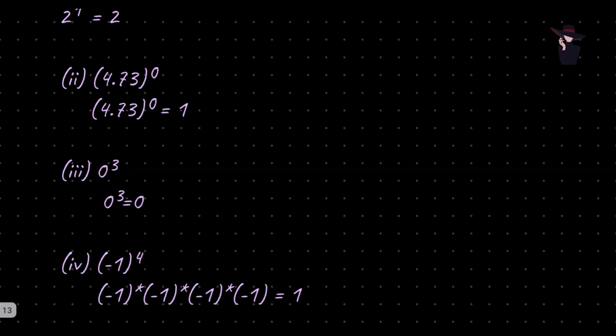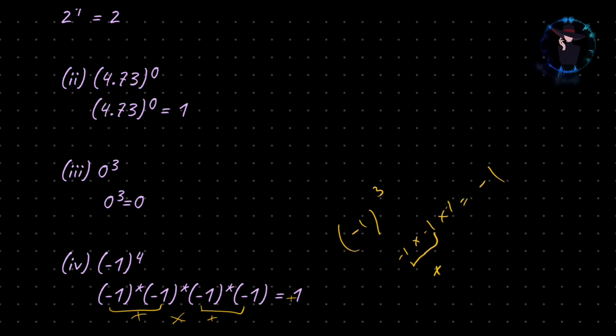(-1)^4 is 1. So what about these minuses? I'll show you. Minus into minus, plus. Again, minus into minus, plus. Plus into plus, plus. Suppose we have 3 ones here as (-1)^3, minus 1 into minus 1 into minus 1, then the answer will be minus 1. How? Minus 1 into minus 1 is plus 1, plus 1 into minus 1, plus into minus, again minus 1. But we have 4, so we are getting plus 1.